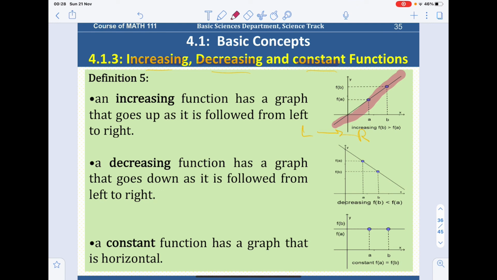That's why it is increasing, or تزايدية. But when we go from the left to the right, and we can see that the function is going down, here the function is going down. That's why this function is decreasing, or تناقصية. While the constant function, يعني الفانكشن الثابتة, we can see it is horizontal and there is no change. It has the same values of y for all the values of x, so it is constant. That's why we call this one a constant.